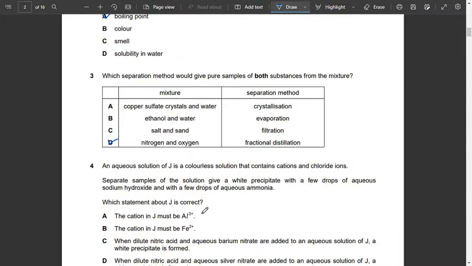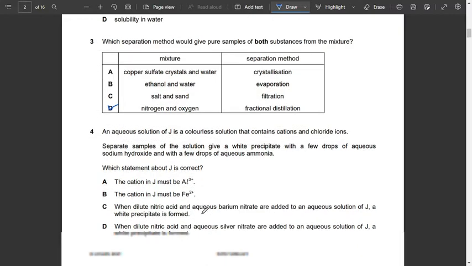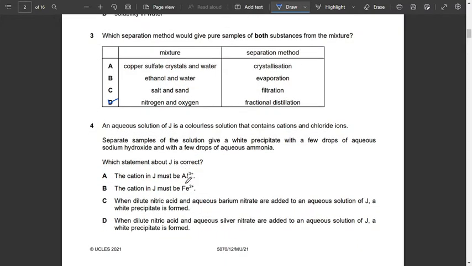MCQ number 4: an aqueous solution of J is a colorless solution that contains cations and chloride ions. Separate samples of solution give a white precipitate with a few drops of aqueous sodium hydroxide and with a few drops of aqueous ammonia. Which statement about J is correct? If we look at it, it cannot be Al3+, it cannot be aluminium, because we are reacting it with chloride ion, and the separate samples give a white precipitate with only a few drops of sodium hydroxide and a few drops of aqueous ammonia.